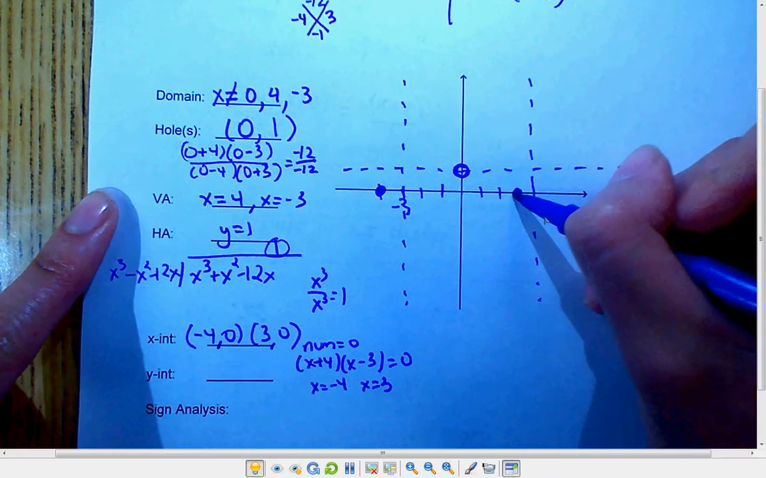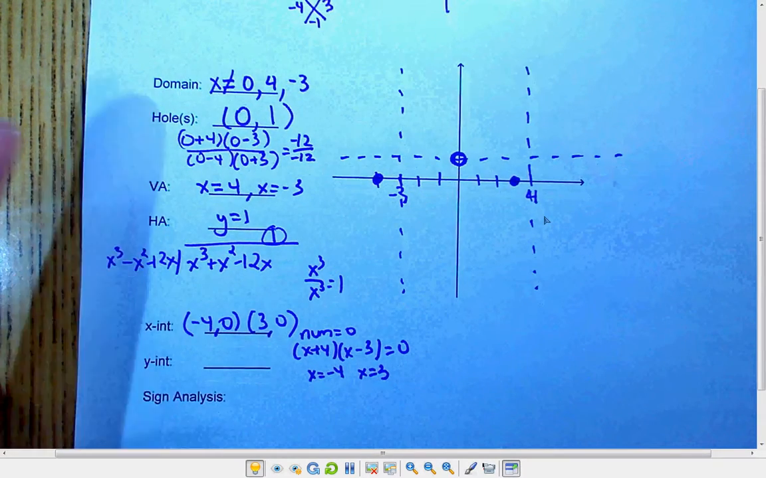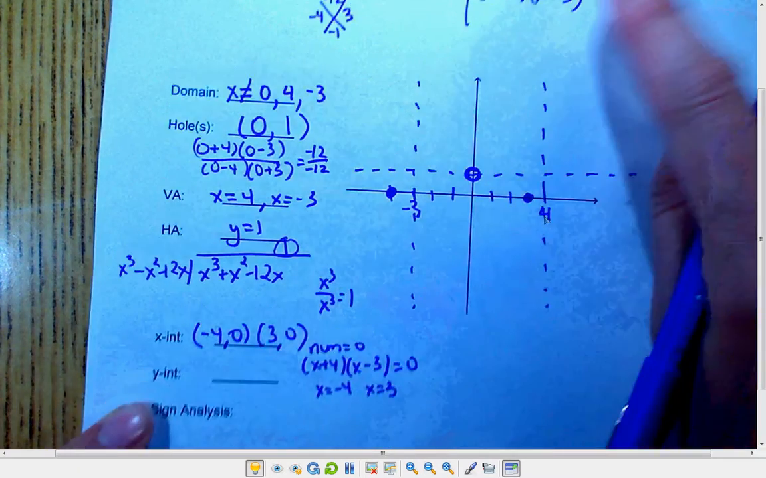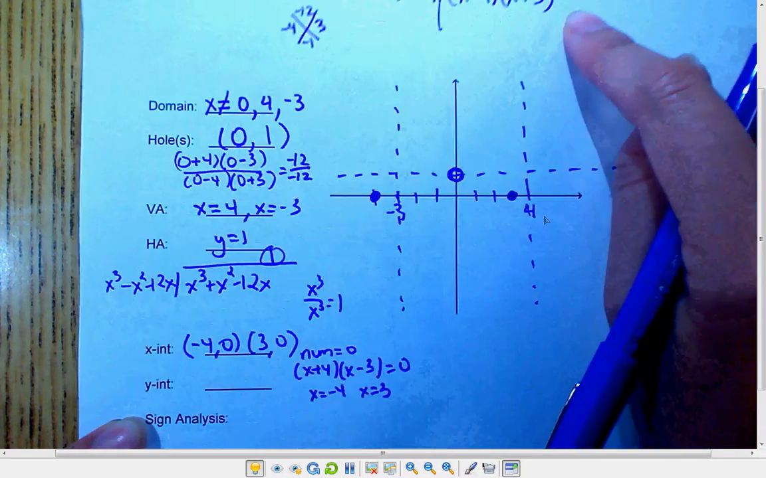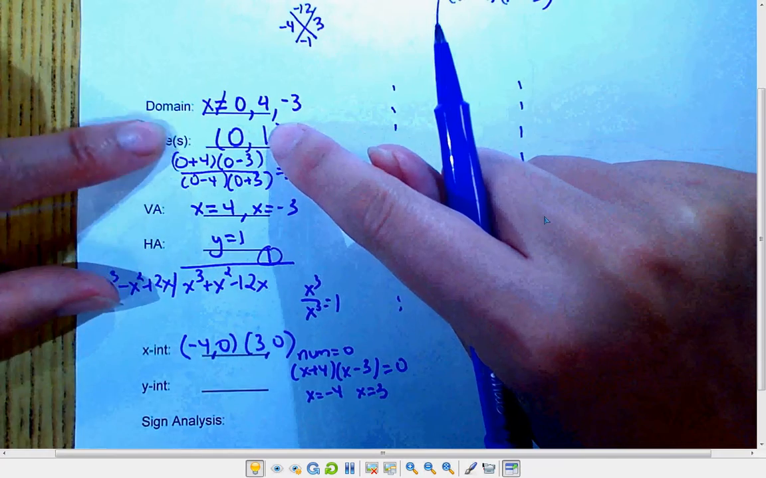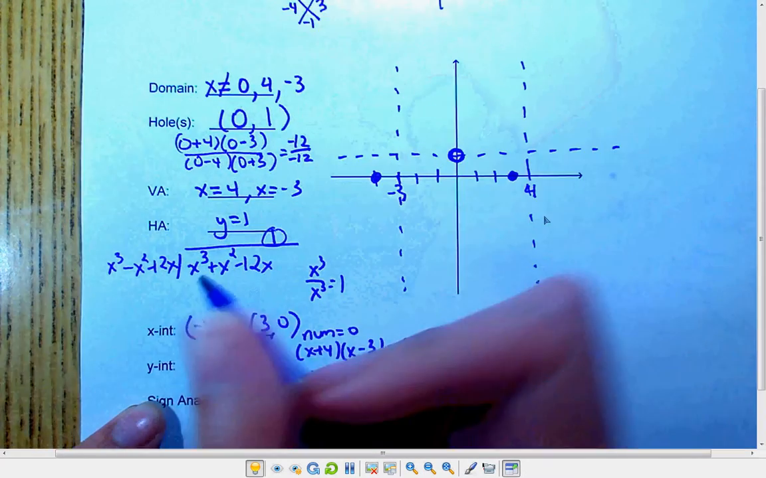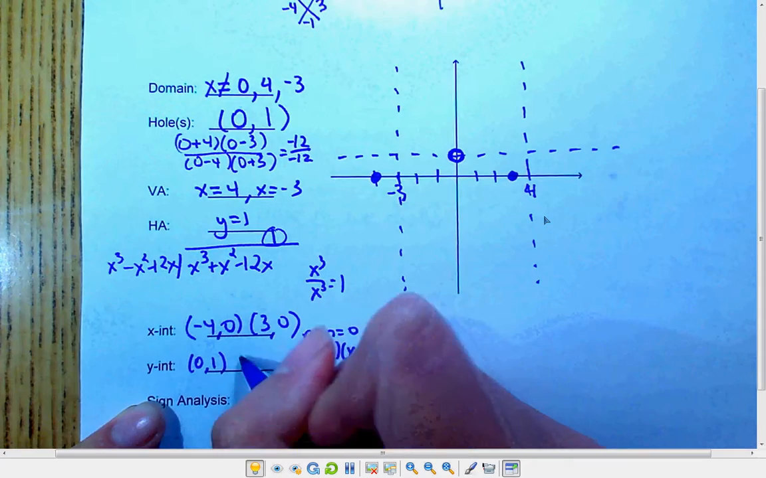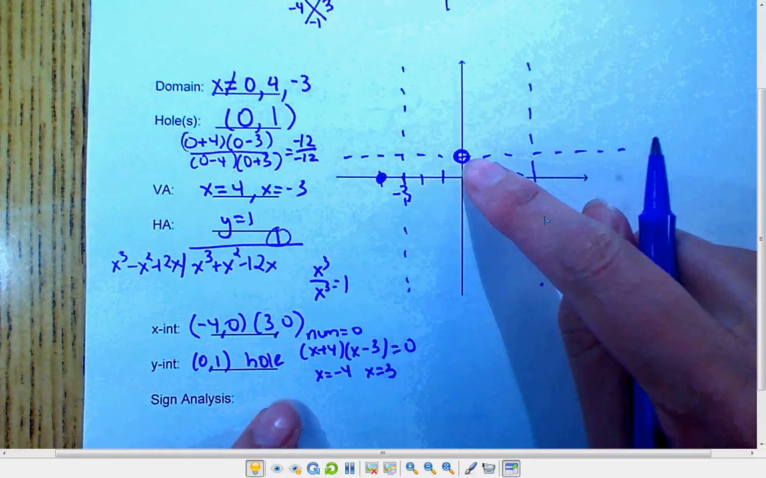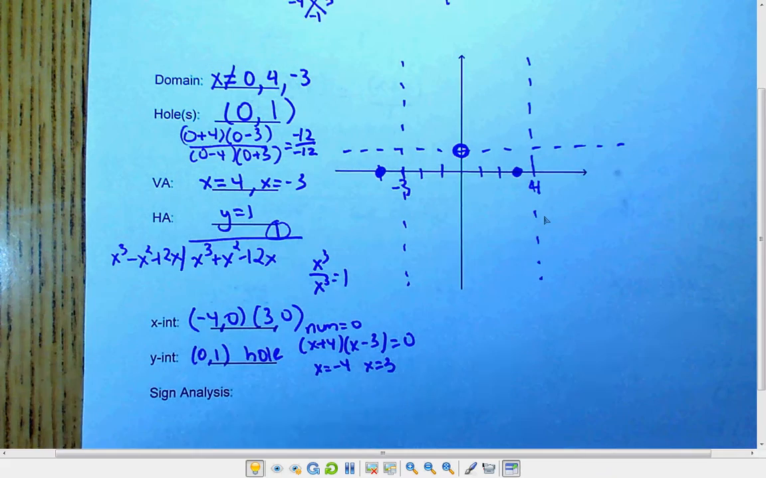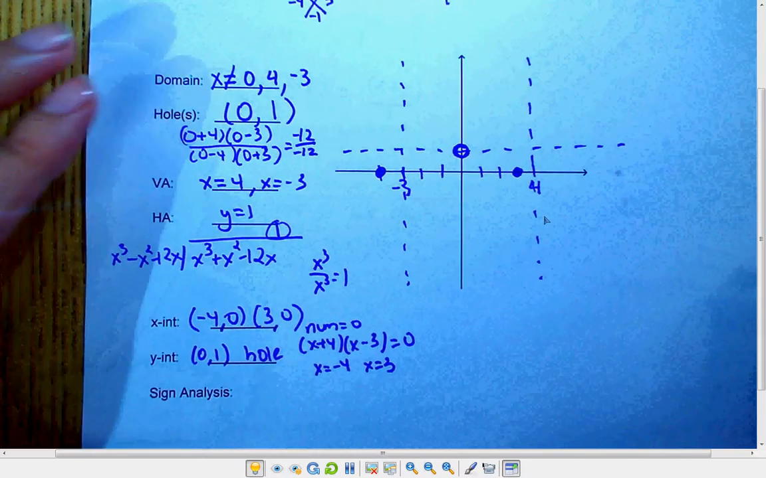3 is right here. And now for my y-intercept, I'm going to plug in 0 for all my terms. So I actually already plugged in 0 for my terms right here, right? Because at 0, it's going to give me 1. But 0, comma 1 is actually our hole. So we don't need to plot a point there because we already have our point. It's an open circle. So all that's left to do now is our sign analysis.